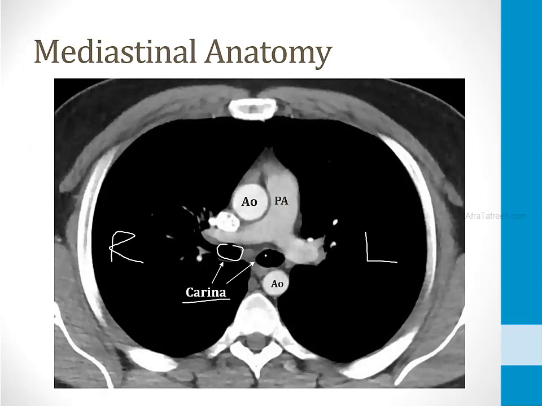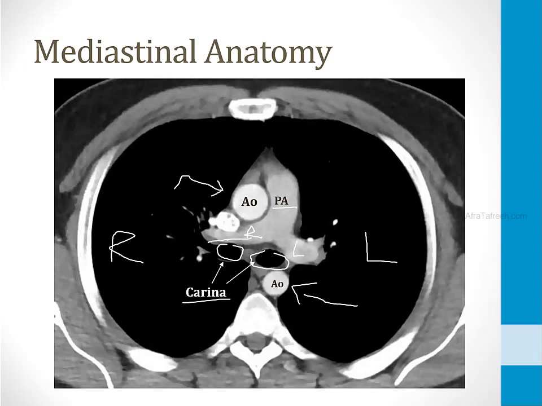These 2 black holes represent the bifurcation of the trachea into the left and right main bronchi. You've got the aorta back here, that's the descending aorta, and the ascending aorta right here. And this is the pulmonary artery here, and you can see it bifurcating into the left and right pulmonary arteries.